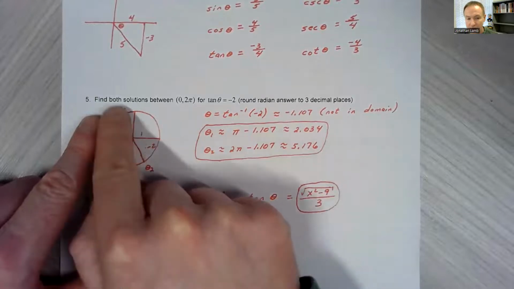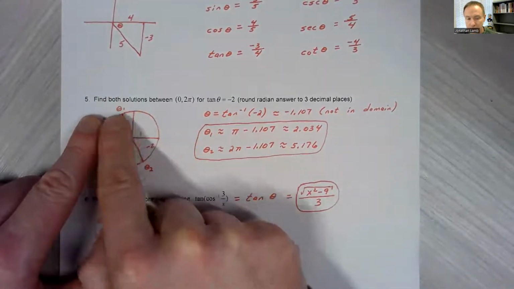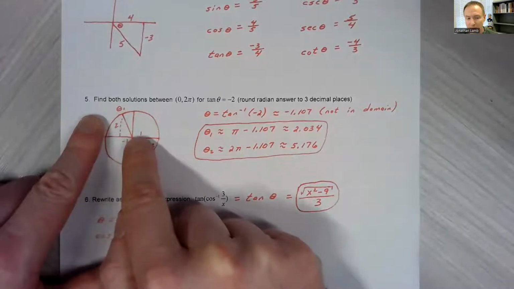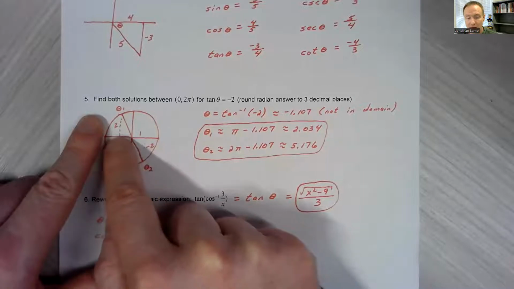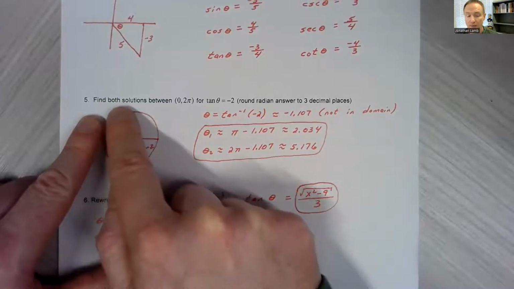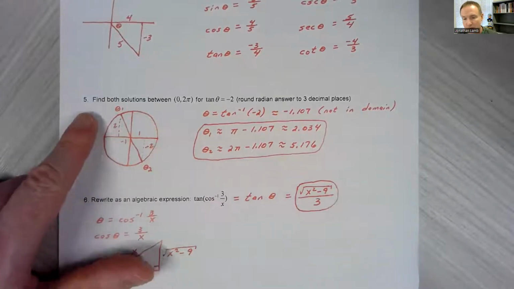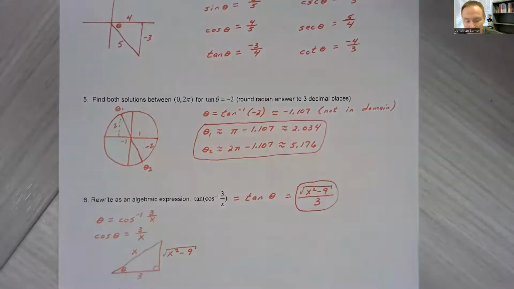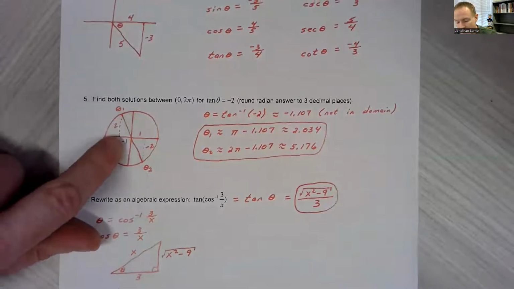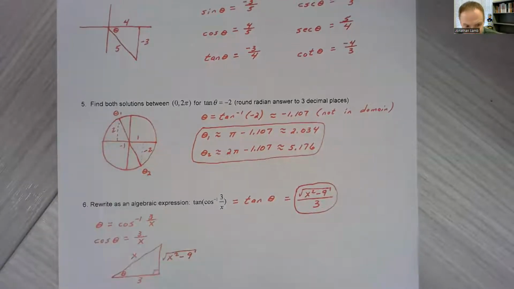For theta 1 in quadrant 2, you could say, well, it's the angle in quadrant 2 that has a ratio of -2. In this case, the vertical component goes up twice as much as the horizontal component moves to the left. So it still gets the tangent of -2 because it's opposite over adjacent, 2 over -1.